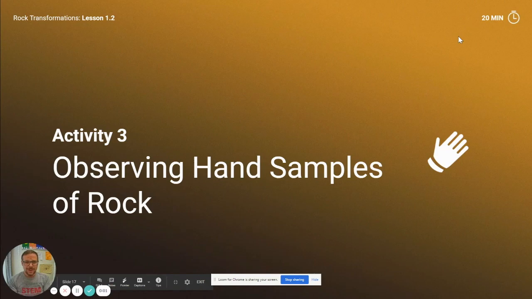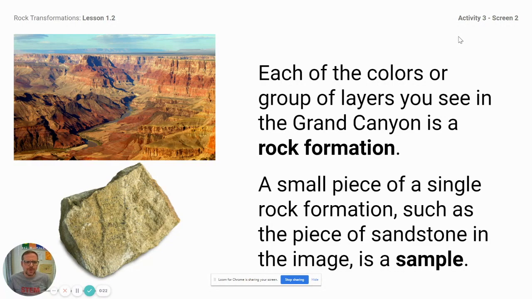involve us taking a look at some samples. Now, ideally, I'd have you handling these samples and actually playing with them a little bit, but we're going to do our best by having you do it virtually. So we're going to be looking at what's known as hand samples today. A hand sample is basically just a small piece of rock that you can hold in your hand, hence the name hand sample. So I want you to take a look at this picture of the Grand Canyon over here.